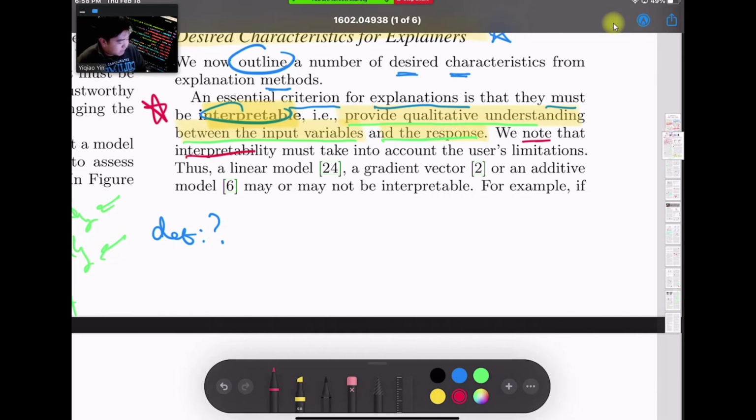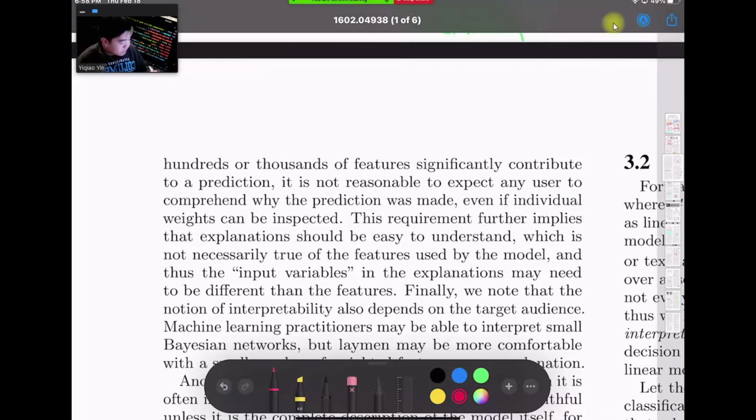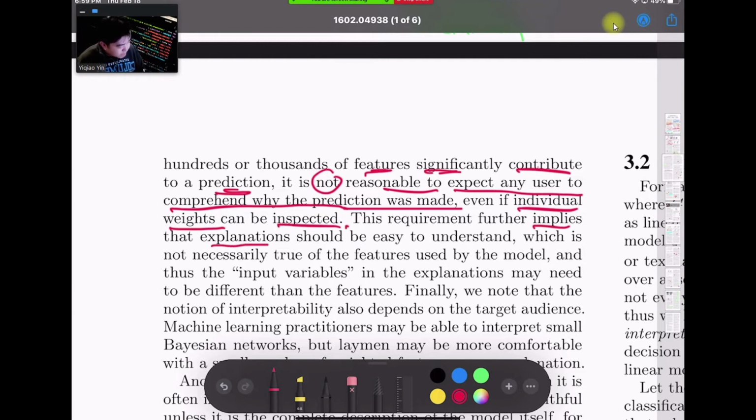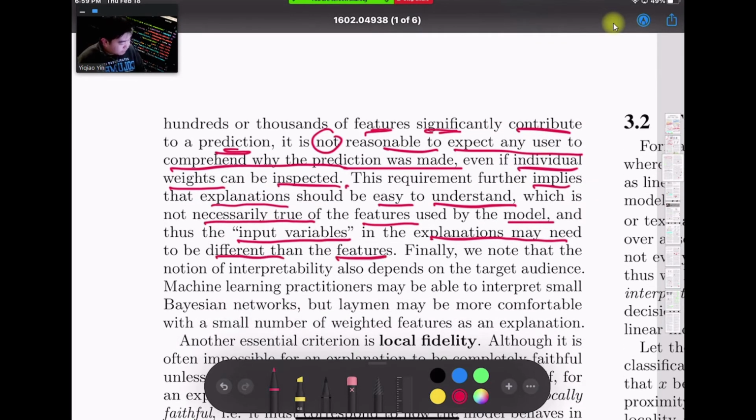We note that interpretability must take into account of the user's limitation. Thus, a linear model, gradient vector, additive model may or may not be interpretable. That's of course true. I agree with that. For example, if hundreds or thousands of features significantly contribute to a prediction, it is not reasonable to expect any user to comprehend why the prediction was made, even if individual weights can be inspected. This requirement further implies that explanations should be easy to understand, which is not necessarily true of the features used by the model. And thus, the input variables in the explanations may need to be different than the features.